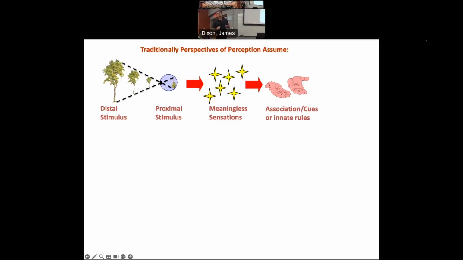You then have a bunch of associations, maybe cues, or maybe in this case of the Gestaltists, some sort of innate rules that are saying, well, that's that and that and that. We're going to get together. We're going to start to build some things here.